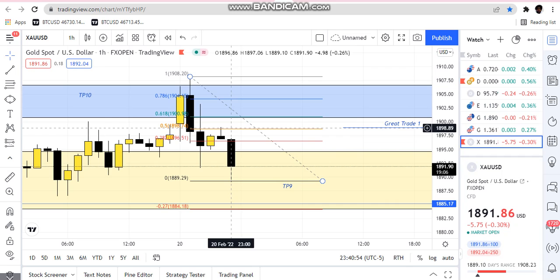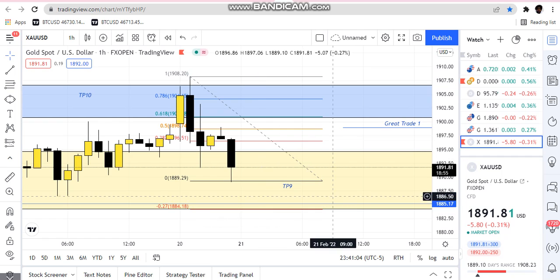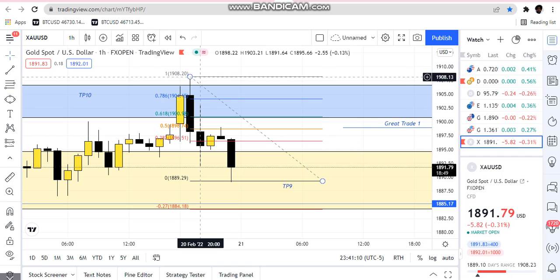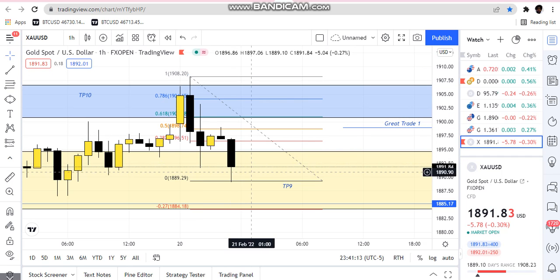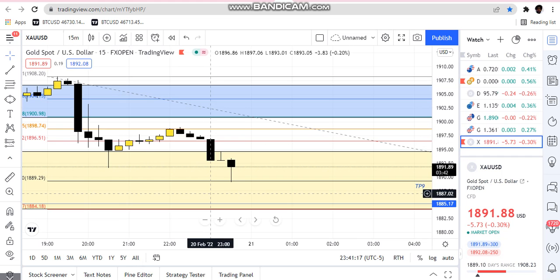Fibonacci, 1898. Once price makes a lower high back up to 0.5, price makes a what? A lower low past 0.5, goes to 0.382, and then 0, and then finally the 27 extension at 1885. So we're waiting for price to go to 1885 right now, and we're completely in a downtrend as price is making lower lows and lower highs and lower lows. We're now in a downtrend, and I'll show you this on the 15 as well.